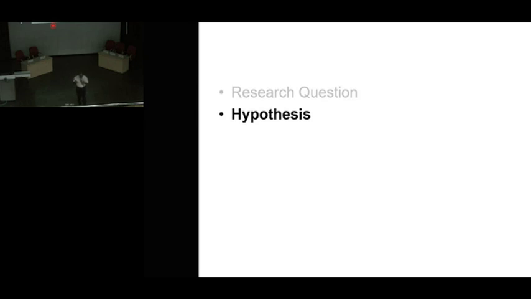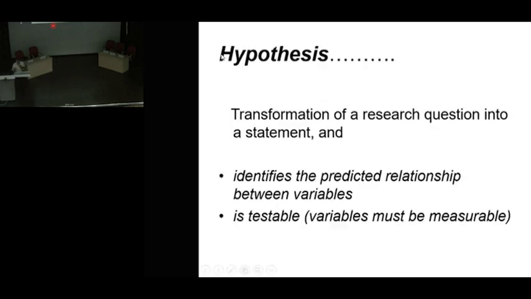Therefore, a research question has not yet made this assumption. It has only asked the question. So we have to make some assumptions, and those assumptions need to be stated. When we start doing that, we translate the research question to a hypothesis. A hypothesis is a statement, while a research question is still a question. So we'll understand where the difference lies. What does it do? A hypothesis identifies the predicted relationship between the two.